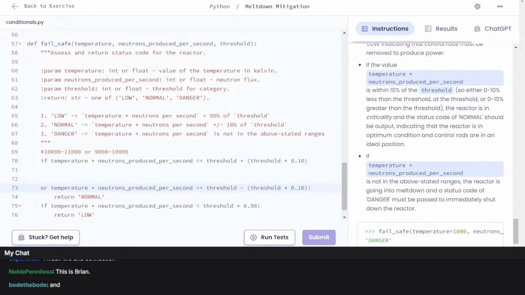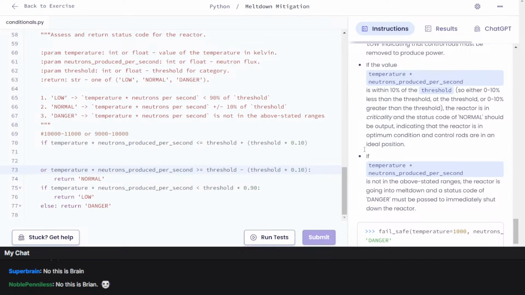Oh, hey, Brian. Bodefi Bode says and. Oh, I don't know why. I thought Bodefi Bode was you for a second. Oh, wait, you have two accounts? You have Superbrain and BCE Math? Oh my god, you guys, bro. Noble Penniless says no, this is Brian. Smiley face. Okay, you guys all can be Brian, I guess. Anyway.